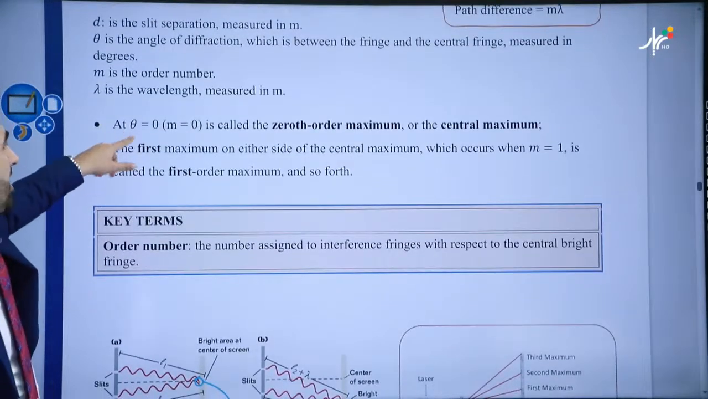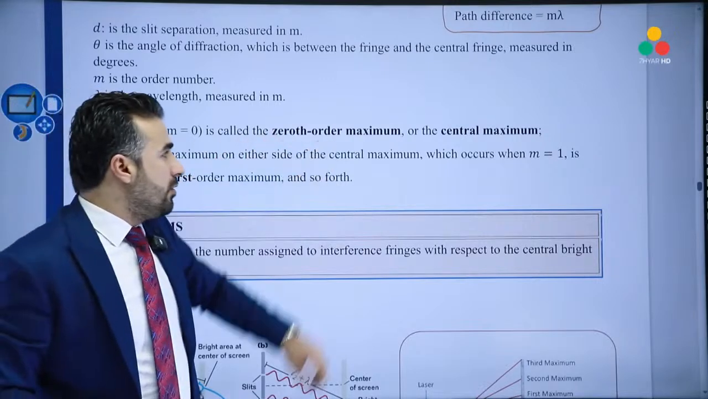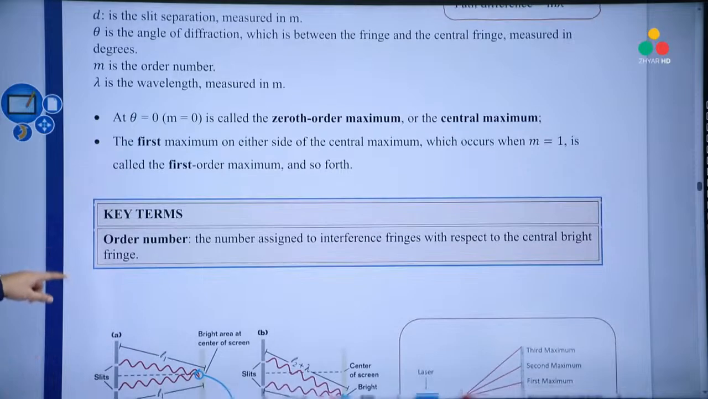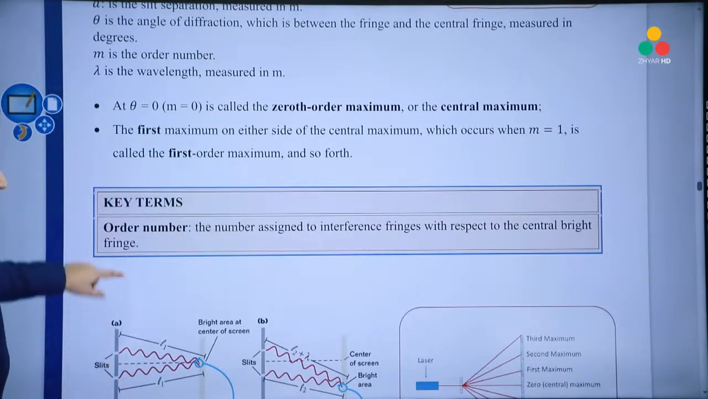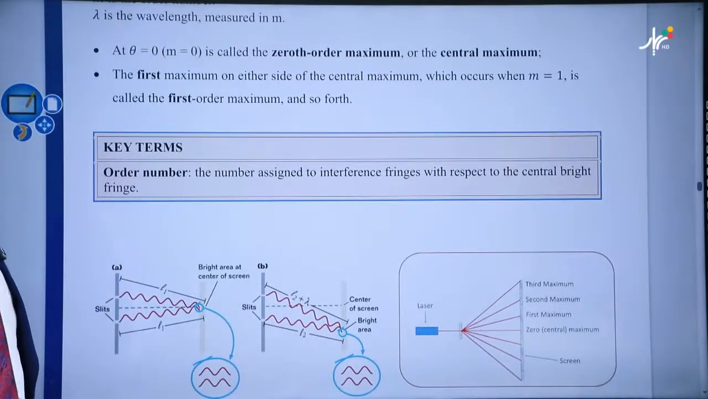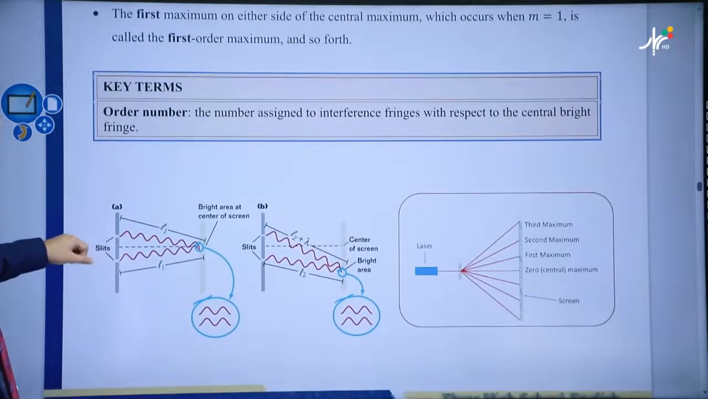We said when the angle theta is 0, that means m is 0, and it's called the 0th order maximum, or the central maximum, which is the brightest. The first maximum on either side of the central maximum, which occurs when m is 1, is called the first order maximum, and so forth. We have m = 2, m = 3, and of course it goes on.